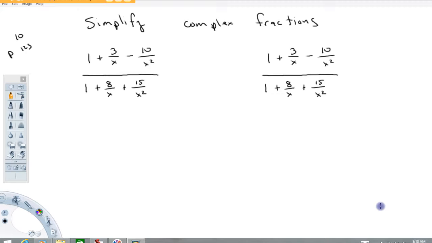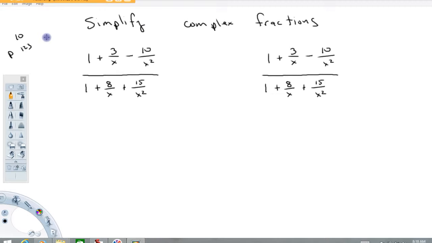I'm making this video here to help teach you how to simplify complex fractions. So the example we're going to look at, I've already written it down here. It's right here, and it's number 10 on page 123 in your college algebra text. And you notice I've written the same example down twice. That's because we're going to look at two different approaches to simplifying this guy.